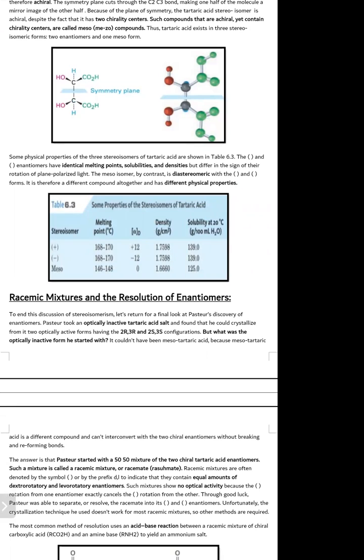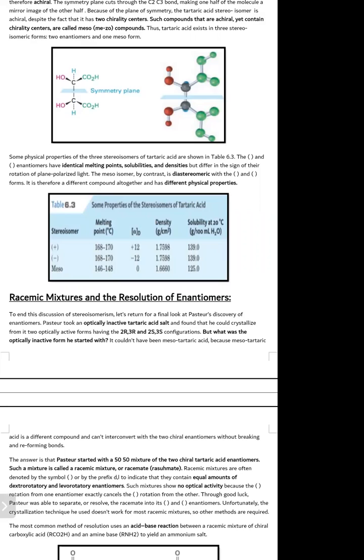Some physical properties of the three stereoisomers of tartaric acid: enantiomers have identical melting points, solubilities, and densities, but differ in sign of their rotation of plane-polarized light. The meso isomer is diastereomeric with the positive and negative forms. It is therefore a different compound altogether and has different physical properties. And this is the table for some properties of stereoisomers of tartaric acid.